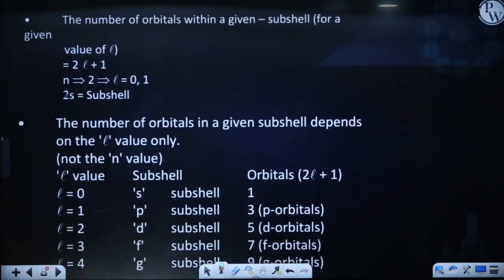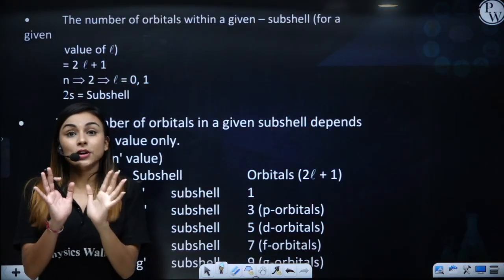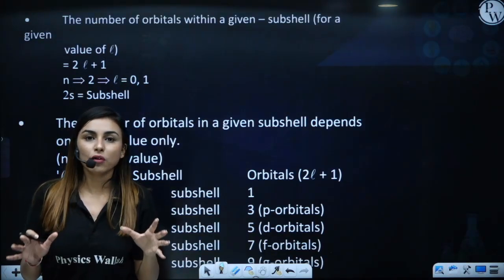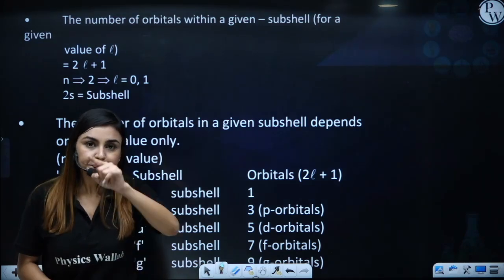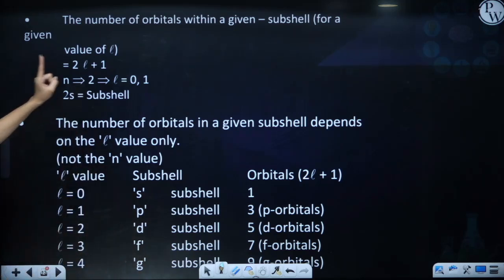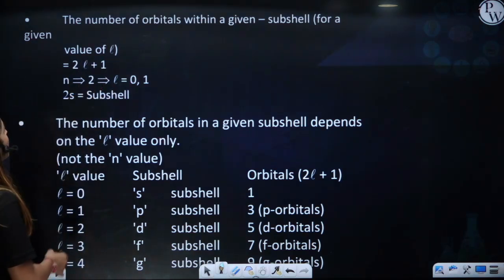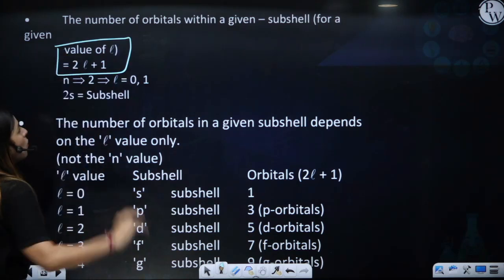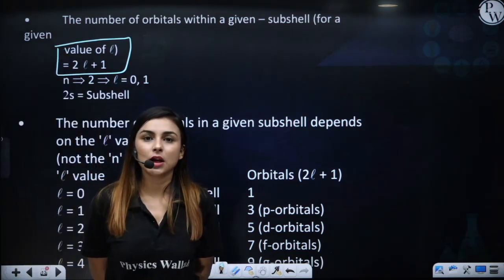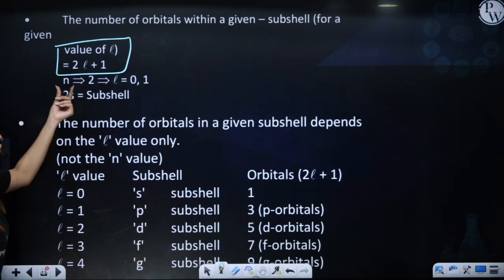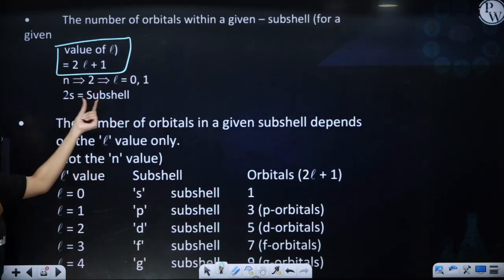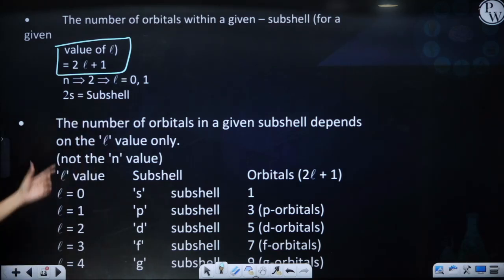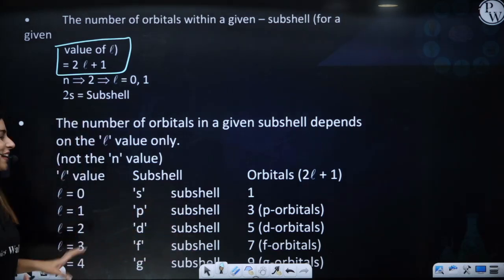Now, let's move forward. The number of orbitals. I know that in a subshell, there will be a lot of orbitals. But how am I going to know the number of orbitals? Here is a formula for you. The number of orbitals within a given subshell is always given by the formula 2l plus 1. If you have n equal to 2, you have l equal to 0 and 1, so you have the 2s subshell. Let me explain and you will get this point as well.